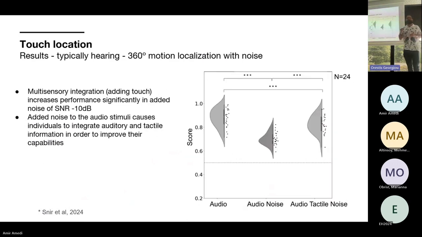And this is a very interesting slide. Once we add noise into the system, so this is the localization performance without noise, and this is if we add, for example, pink noise or other sounds and so on, we drop. And then if we add the touch, we are actually improving again.